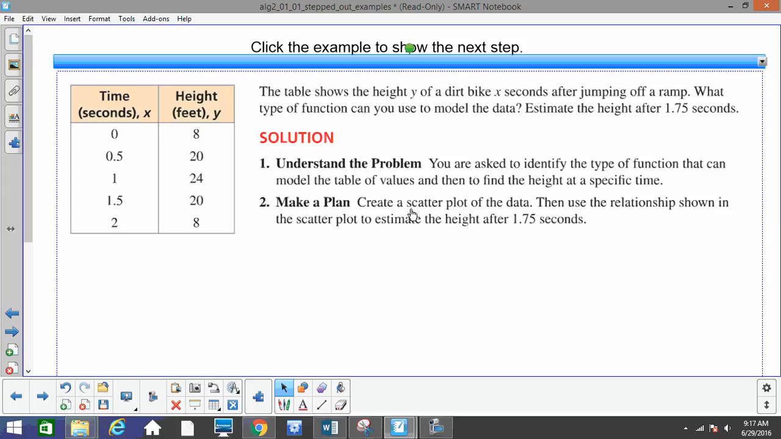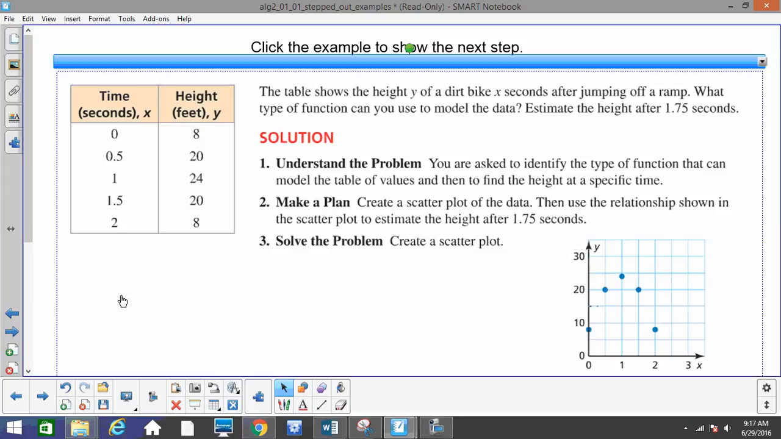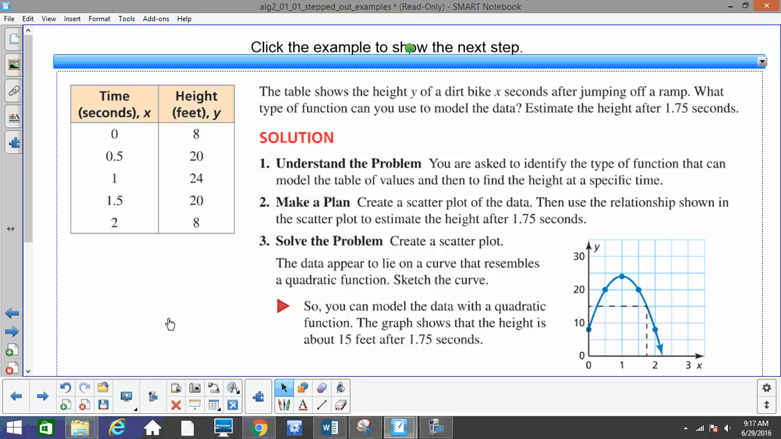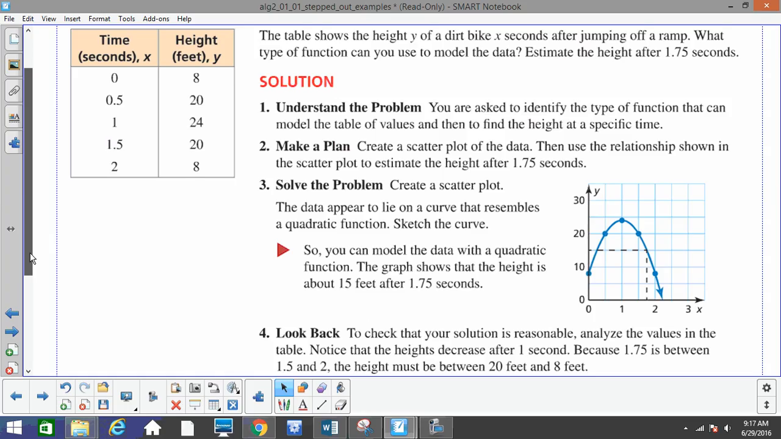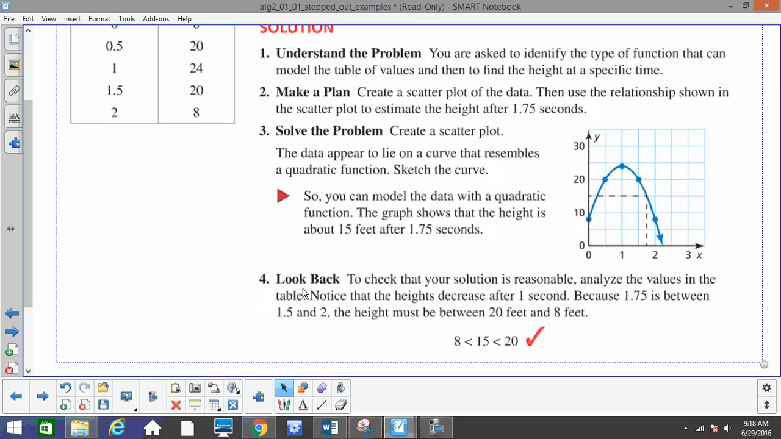I would go with the scatter plot. That's going to give me kind of a visual representation of what's going on. There is my scatter plot. It's a parabola. Bike is going up, and then it comes back down. So then if I want to estimate it at 1.75, I take that point, go straight up till I hit my graph, and then go over. It looks like it's about 15 seconds. And that makes sense because that would be between 20 and 8. We always want to look back and make sure that our answer makes sense.